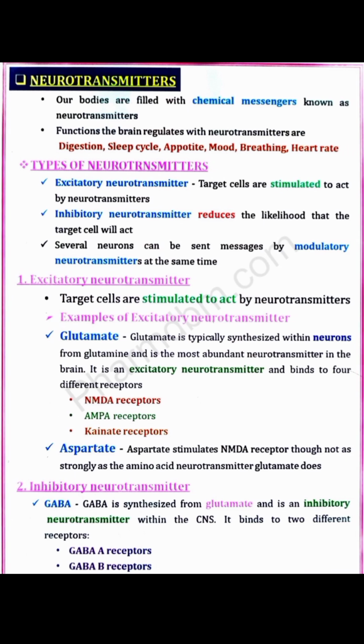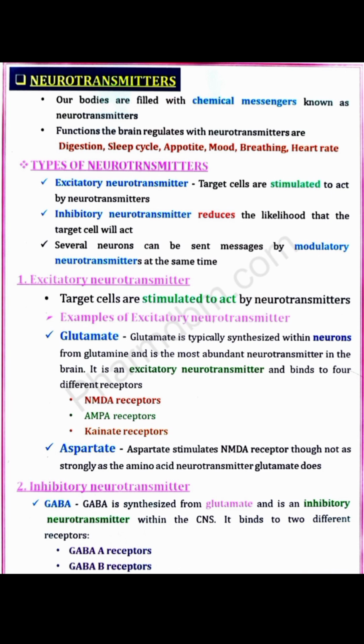Neurotransmitters. Our bodies are filled with chemical messengers known as neurotransmitters. Functions the brain regulates with the neurotransmitters are digestion, sleep cycle, appetite, mood, breathing, heart rate. Types of neurotransmitters. There are two types of neurotransmitters: excitatory neurotransmitter, and next one, inhibitory neurotransmitter.